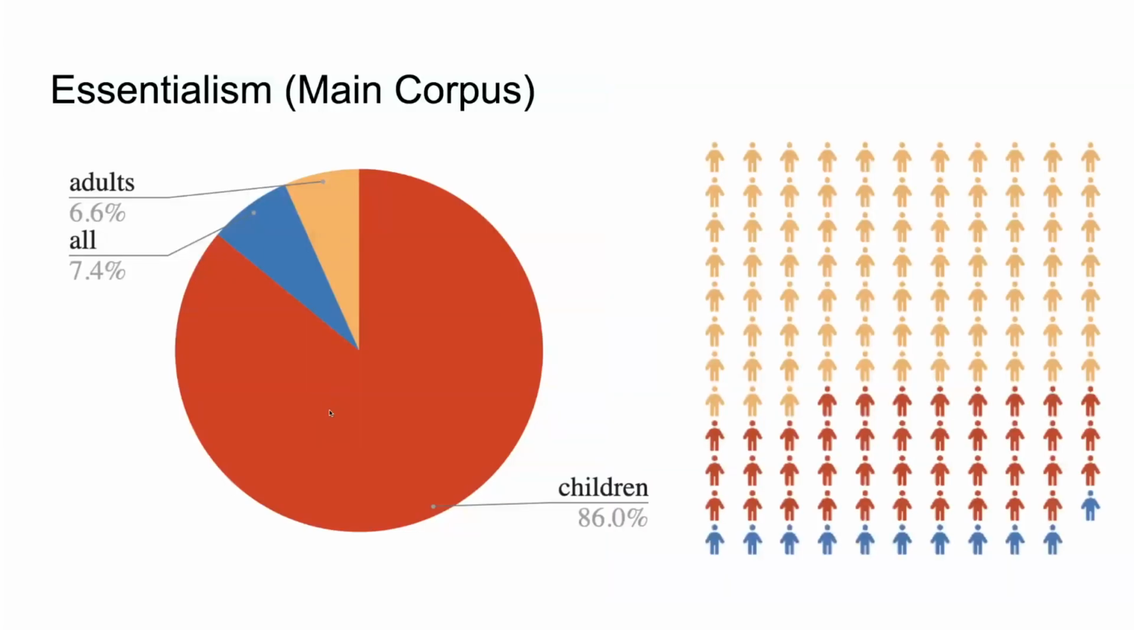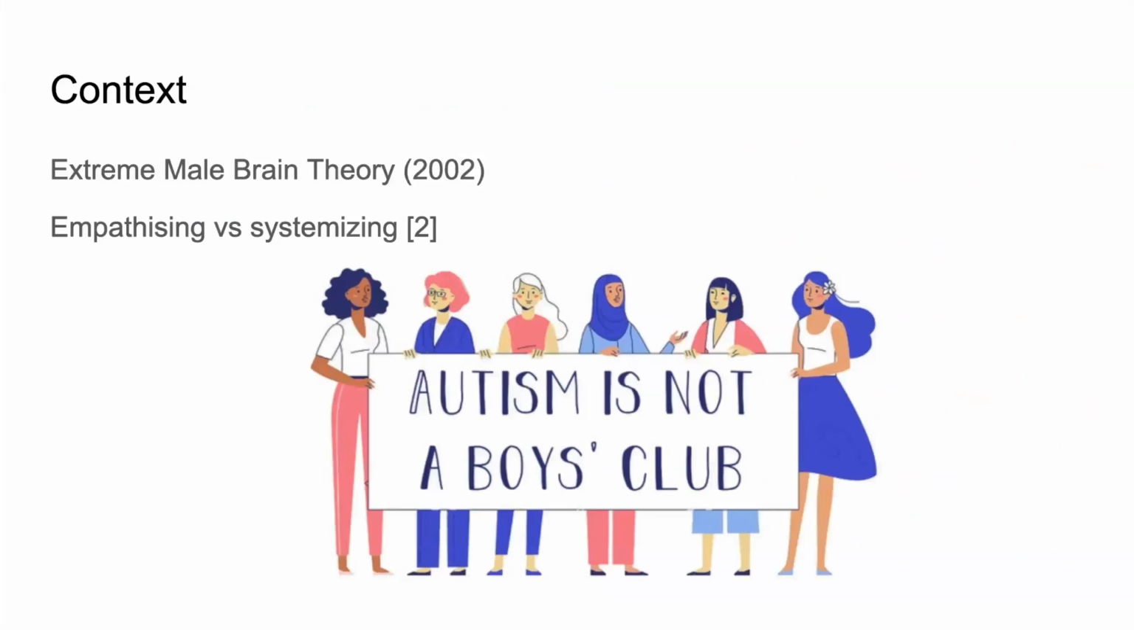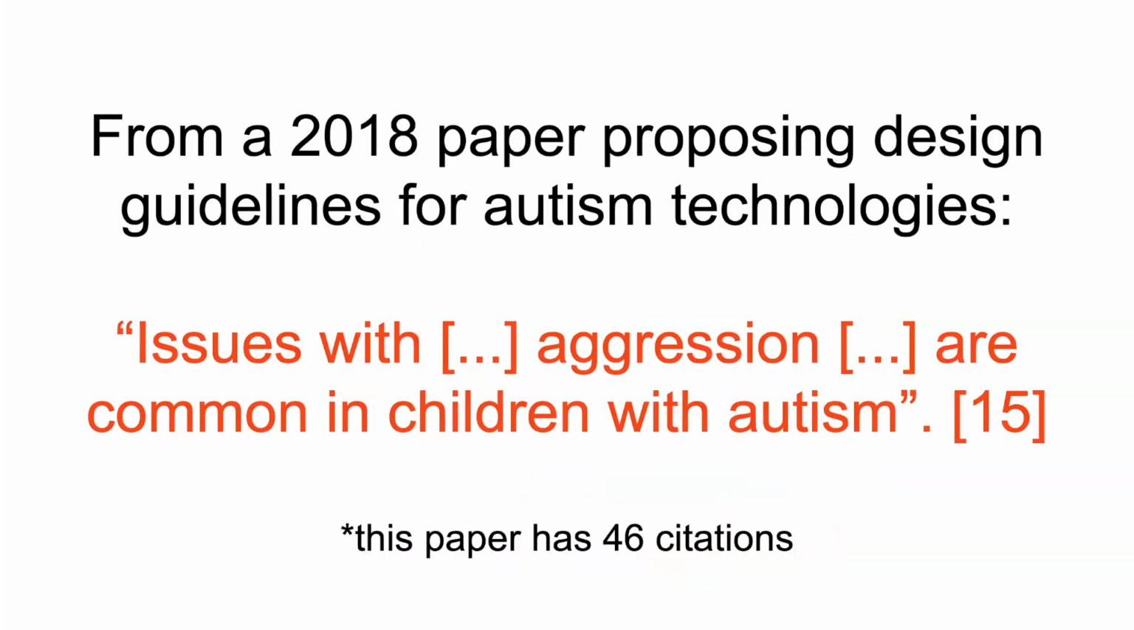We also saw examples of essentialism in our main corpus, where the majority of participants were children and male. And this is interesting because the extreme male brain theory introduced in 2002 said that autism is just a presentation of a very extreme male brain, because it focuses on systemizing instead of empathizing. And from that, we started stereotyping autism as being a boys' club.